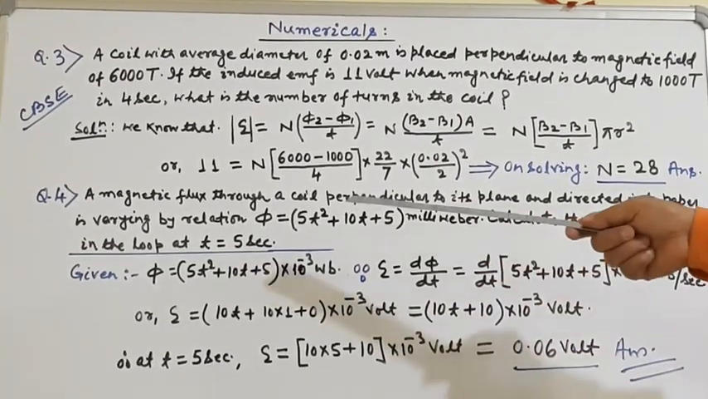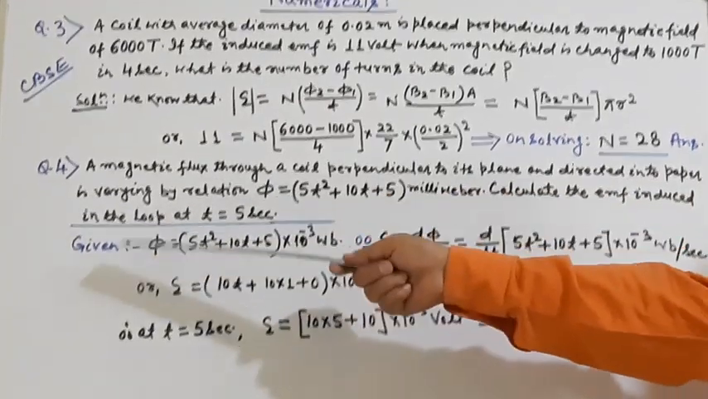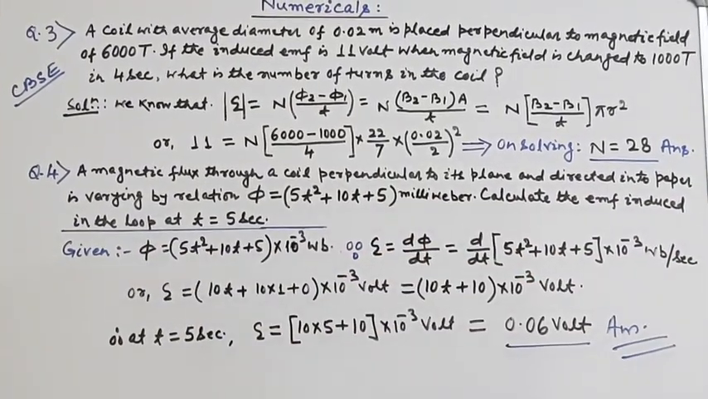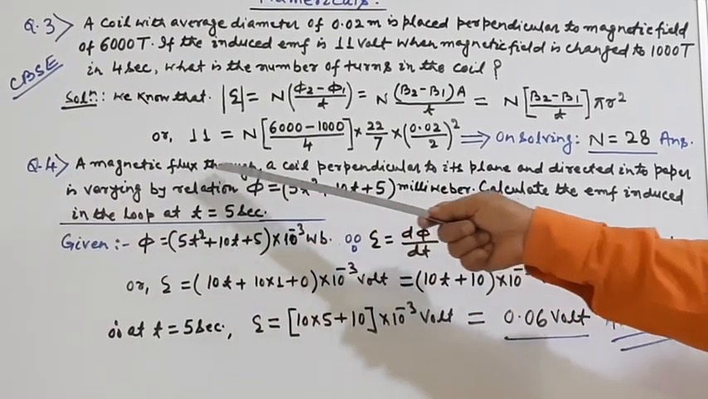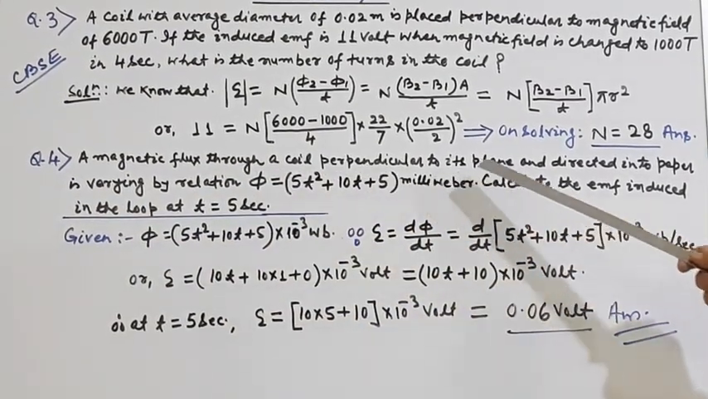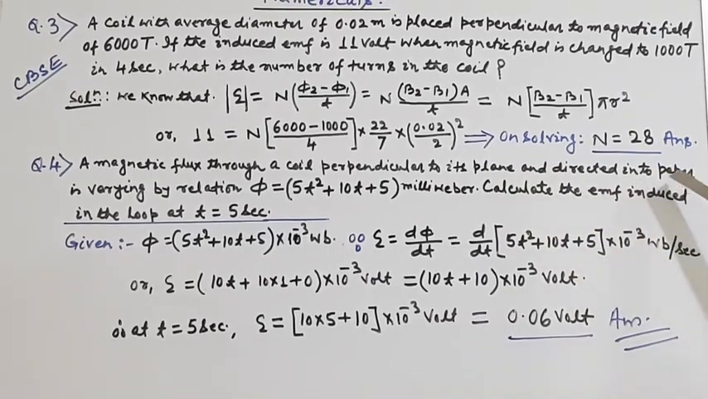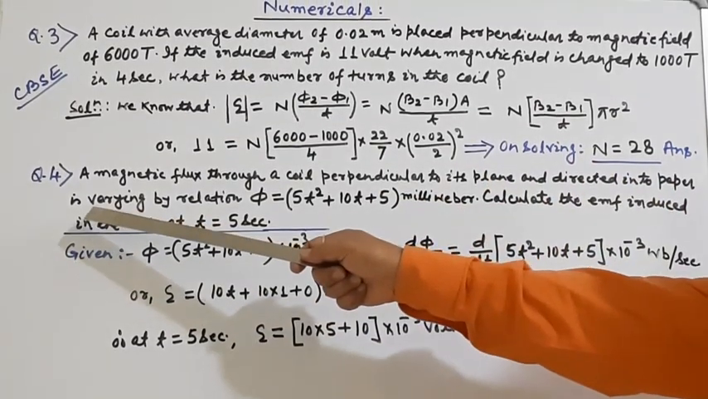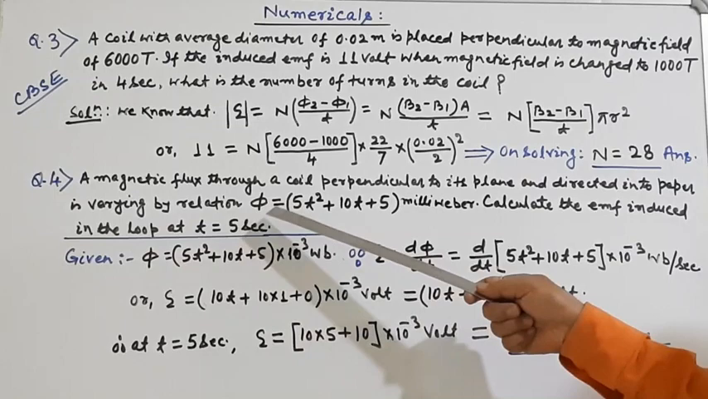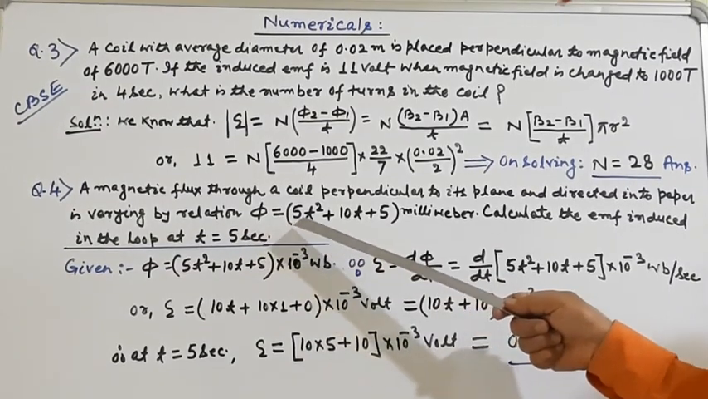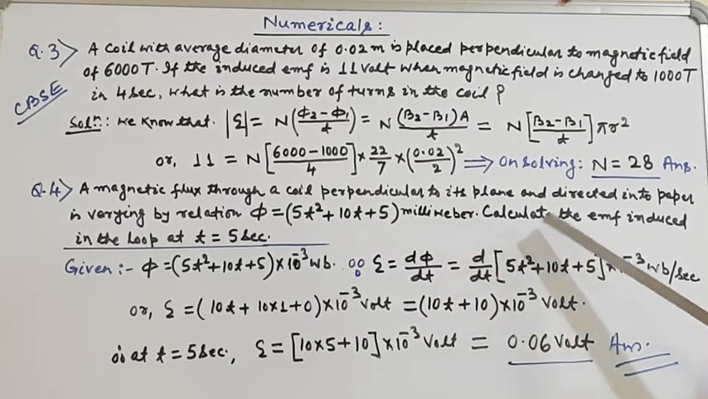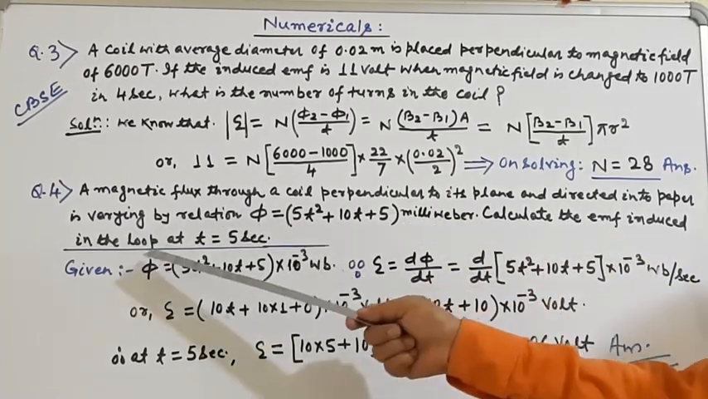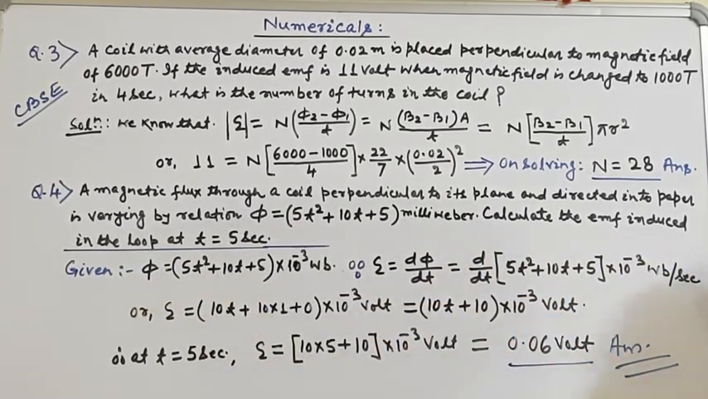Fourth question. This is a slightly different question, which I have taken on the basis of differentiation. Look over here. The question says a magnetic flux through a coil, perpendicular to its plane and directed into the plane, is varying by the relation phi, the magnetic flux, equals 5t squared plus 10t plus 5 milliweber. Then calculate the EMF induced in the loop at time t equal to 5 seconds.